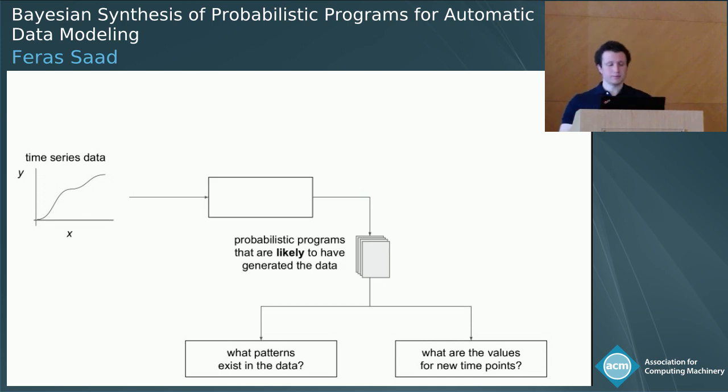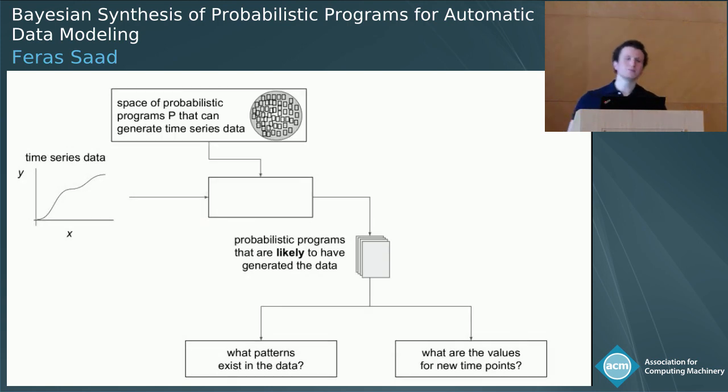The key idea is that we're going to go from data to highly sophisticated probabilistic models that very accurately represent the data generating process. Once we have these probabilistic models, which we're going to represent as probabilistic programs, we can use them to find what patterns exist in the data and make predictions for future time points.